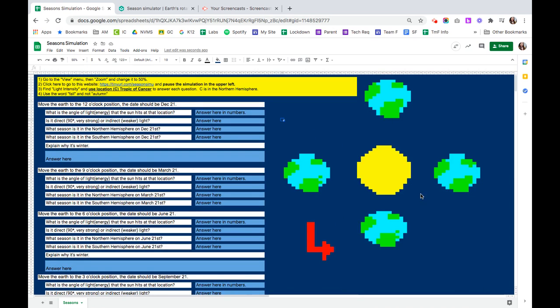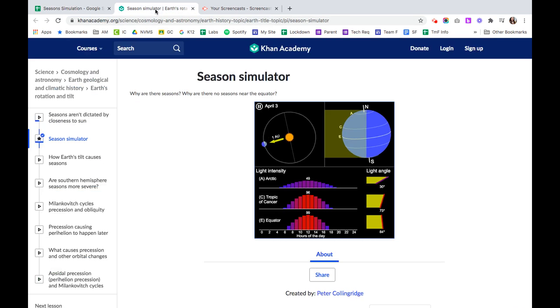This allows you to see the sun, earth, and moon model that you're going to be creating as you answer each of these questions. So, the next thing says click here to go to the website. You can just hover over it and then click this. It'll take you to the season simulator, and then you want to pause the simulation in the upper left. There's a pause button right here. You want to click that pause button.